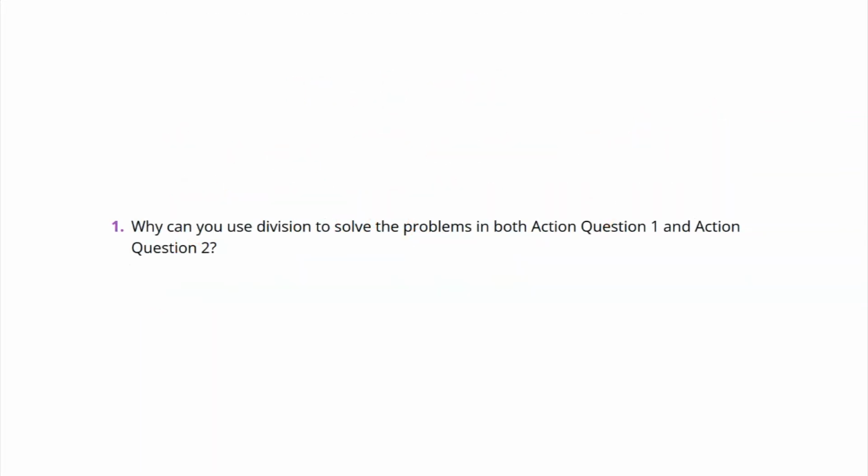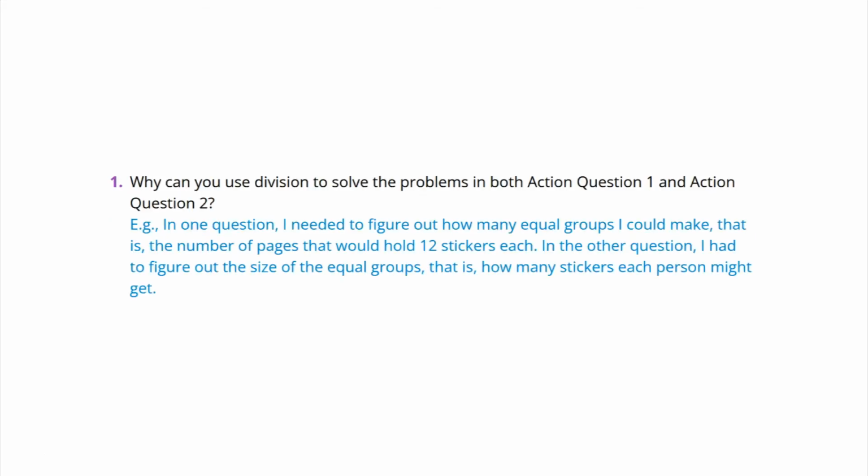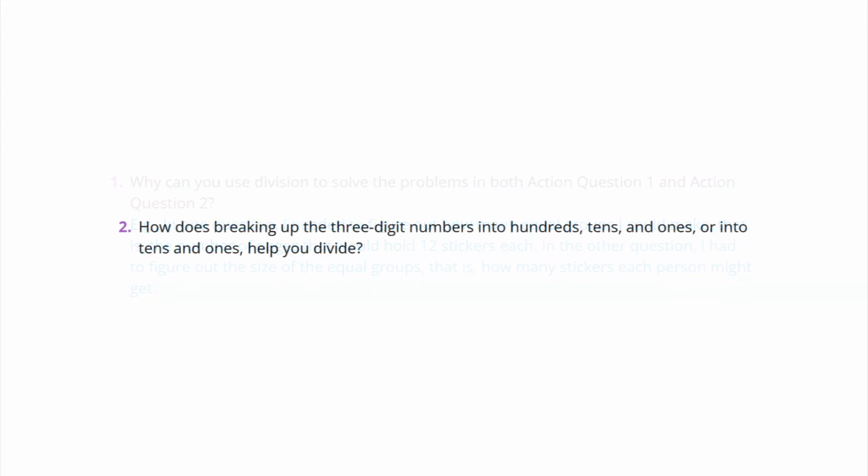Why can you use division to solve the problems in both Action Question 1 and Action Question 2? A possible response is that in one question, I needed to figure out how many equal groups I could make, that is, the number of pages that would hold 12 stickers each. In the other question, I had to figure out the size of the equal groups, that is, how many stickers each person might get. How does breaking up the 3-digit numbers into hundreds, tens, and ones, or into tens and ones, help you divide?